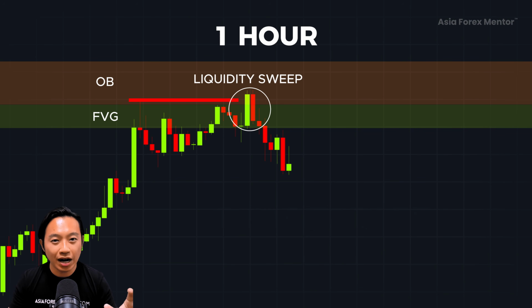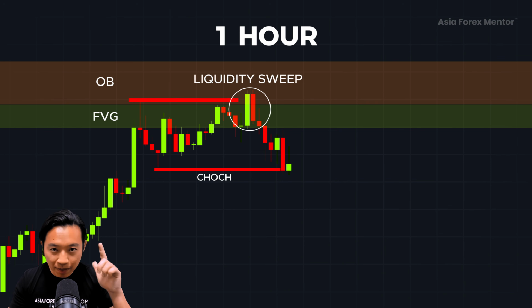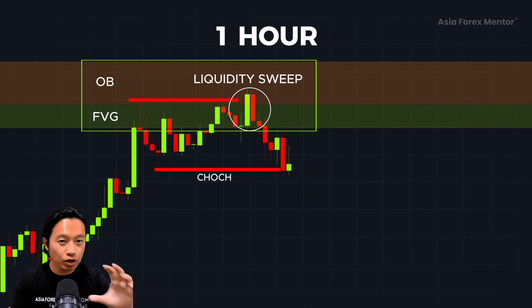So now that price has collected the liquidity, it can continue pushing forward in the expected direction. This signal is later confirmed by breaking below this low, which is considered a change of character. So you have to keep in mind that all these signals have occurred inside the optimal trading area that we marked on the higher time frame.